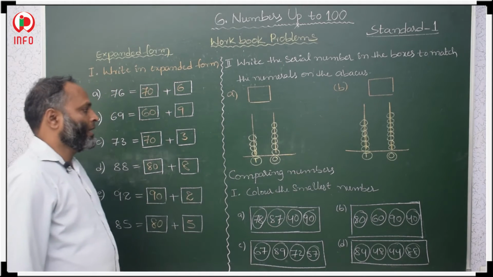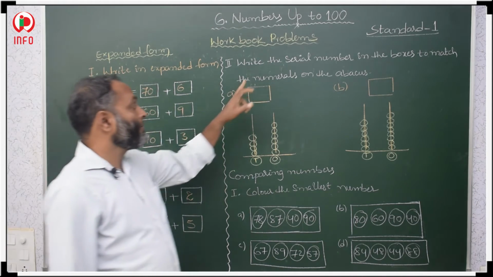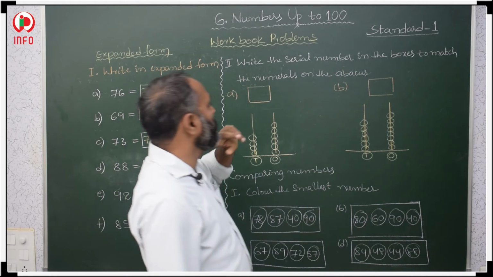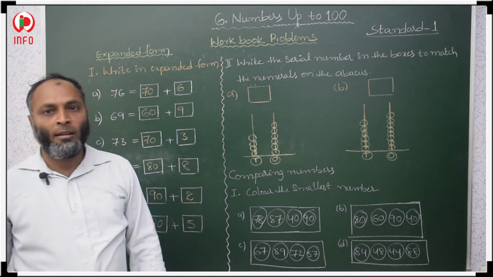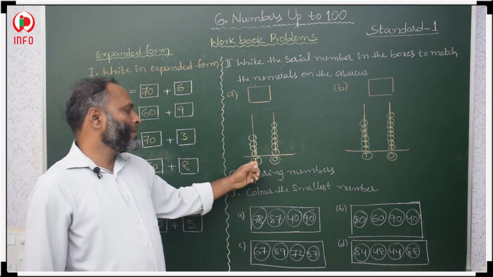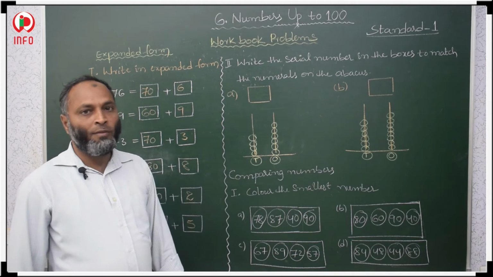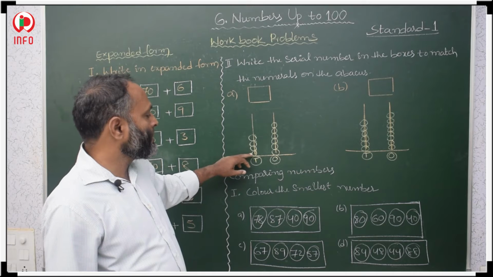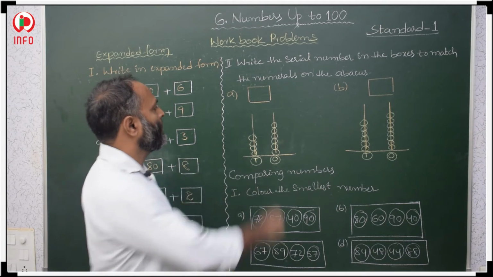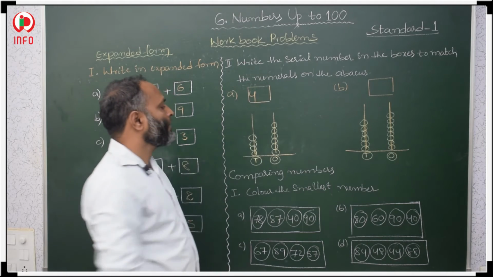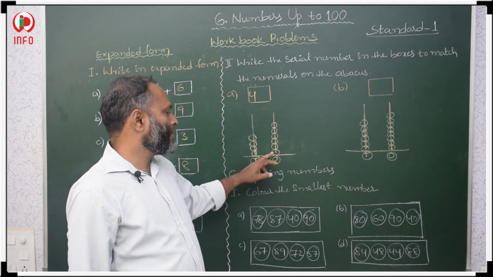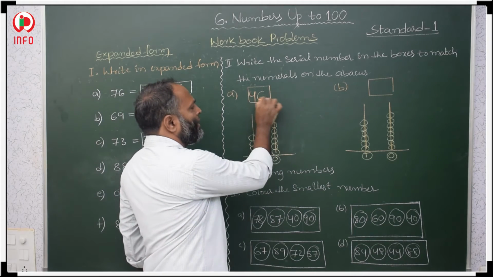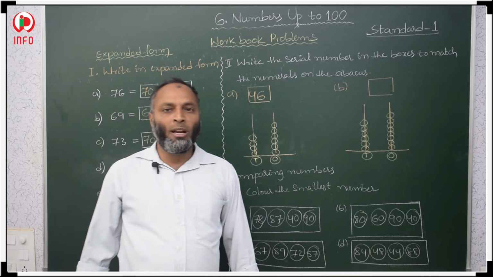Okay, the next, the second bit. Write the numerals in the boxes to match the numeral on the abacus. This is the abacus, this is tens and this is ones. First we have to count how many. How many beads are there in the tens place? 1, 2, 3, 4. So that 4 you have to take. Then how many beads are there in ones? 1, 2, 3, 4, 5, 6, 6. 46. What is the numeral?